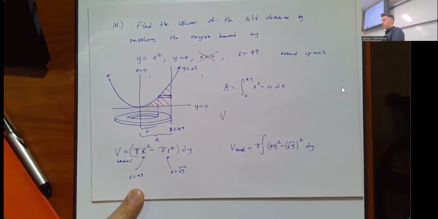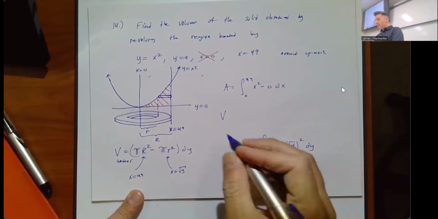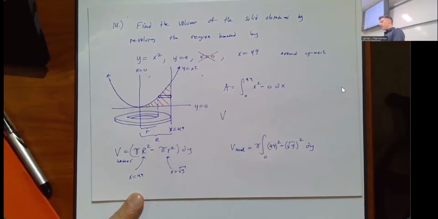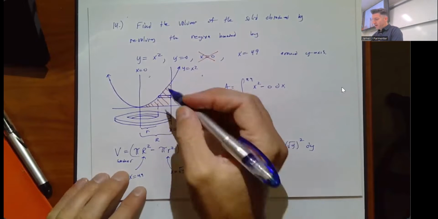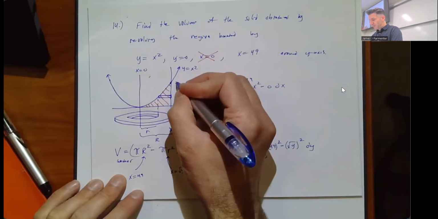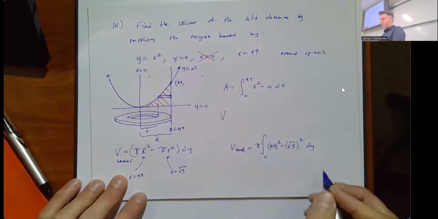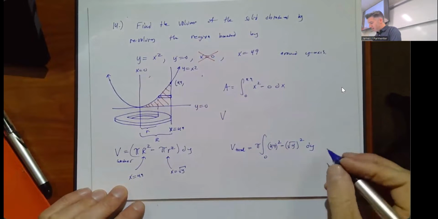How low do we go? 0, definitely 0. How high we go is something that we would probably have to do a little bit of work to figure out. I mean, not a lot. If this point has an x coordinate of 49, the y coordinate is right.